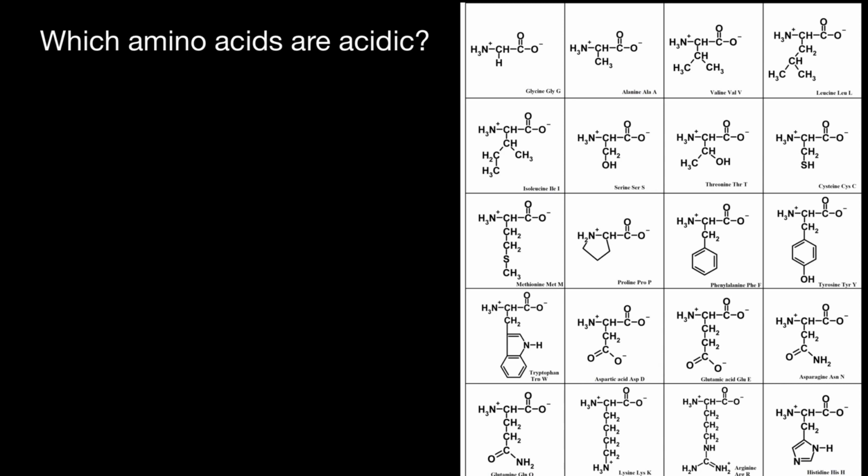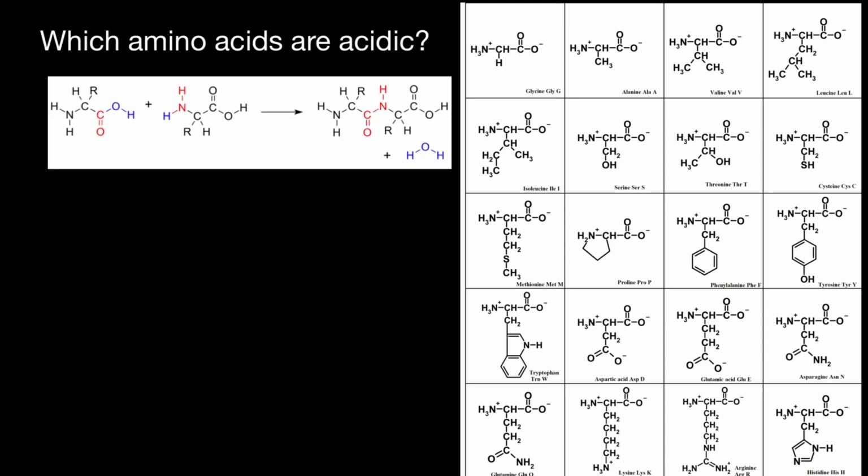Which amino acids are acidic? Because many of you probably think that if the name contains acid, that means that all amino acids have to be acidic. But today you are going to learn that not all amino acids are going to be acidic. How come? Take a look at this picture.